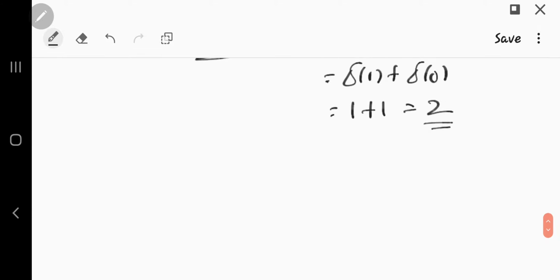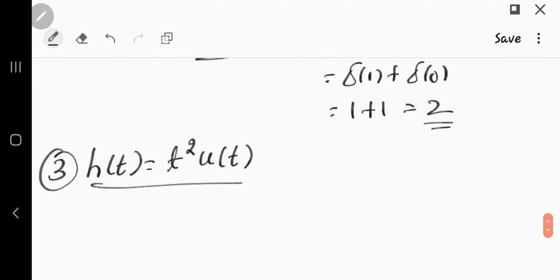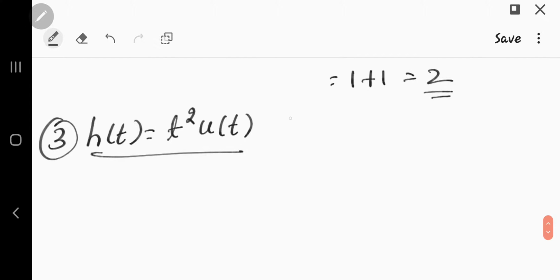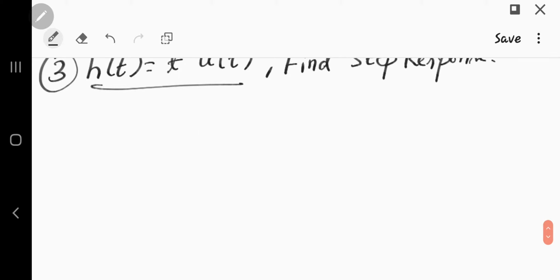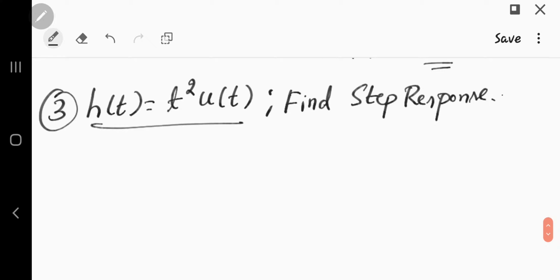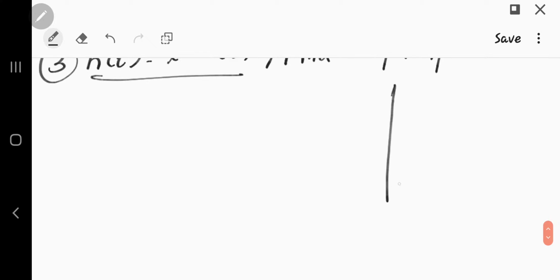Now let's take one more example here. Given h of t is equal to t square u of t. For this, what we have to do is find the step response. Now it is a continuous time signal. Let's have an idea about how the signal will look like.